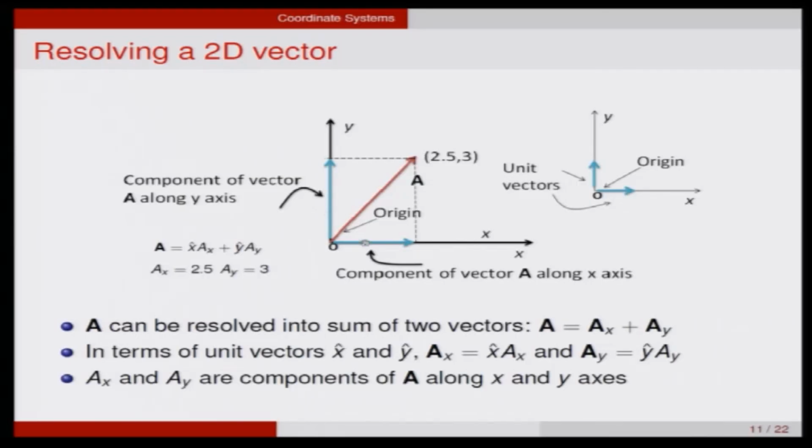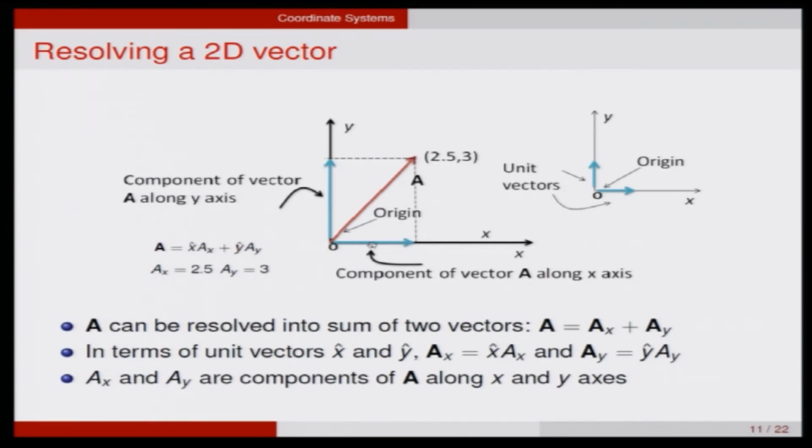What are the 2 vectors that I am adding? The horizontal vector which is given by this blue line, and then a vertical vector which is given by this blue line. What is the magnitude of the horizontal vector? It is exactly this 2.5, and in which direction does it point? It points along the x direction. So, I can represent this vector itself as 2.5 x hat, right. This is precisely the horizontal vector.